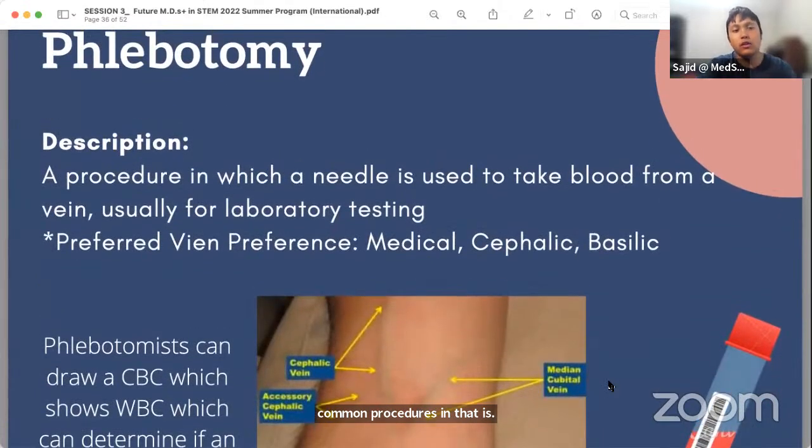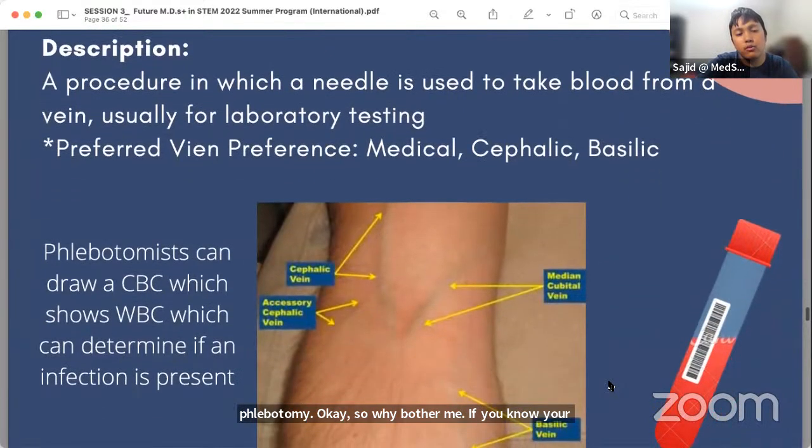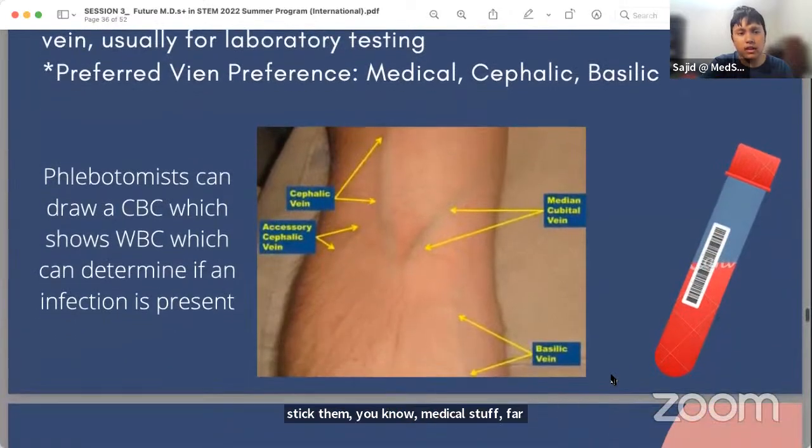Phlebotomy. If you know your word parts, you'll know that phlebo means vein and tomy means incision. The procedure is basically when a needle is used to take blood from a vein, usually for laboratory testing. And there are preferred veins where you would want to stick the needle in. You have median, cephalic, and basilic.